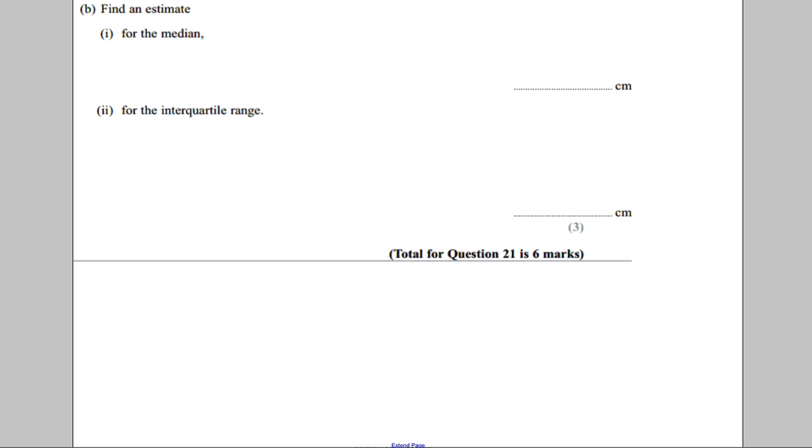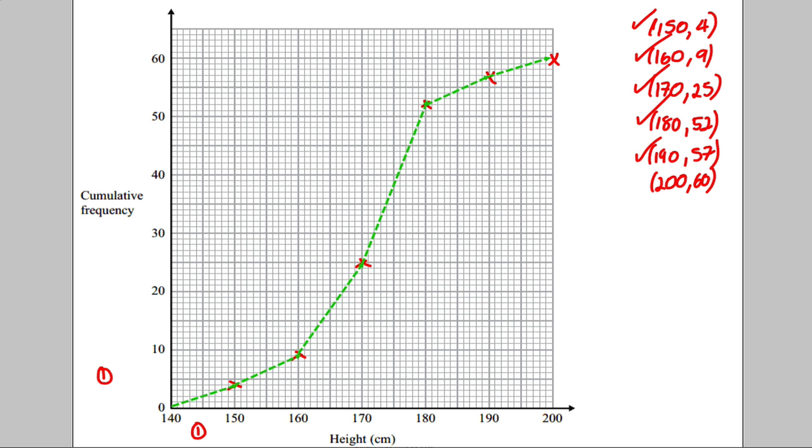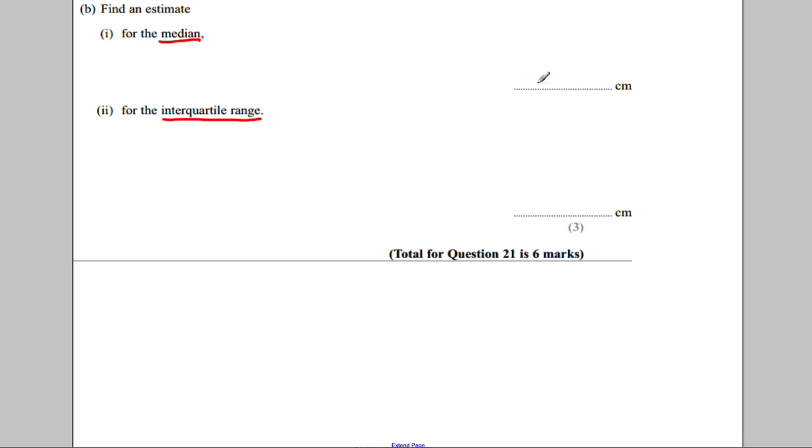Now it's asking us to find the following: an estimate for the median and the interquartile range. Now, going back to the question, there are 60 students, so we know the median must happen at the 30th student. So line across from 30, read it down, it looks to me like that's 172, so 172 is the median. Okay, so straight away we can say that 172 is the median.